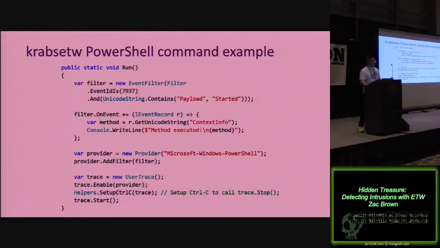event 7937. So up at the top again, we'll build a filter and pull out event 7937. We're looking for events that have a payload where the started string is contained in there. In the filter callback that gets set up, we're going to pull the context info out, which is the property that has that big block of well-formatted code. Slides 3 and 4 are exactly the same as before.